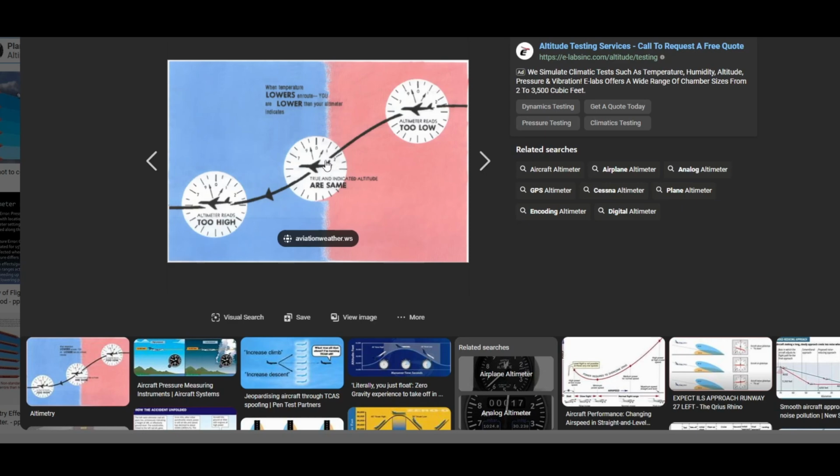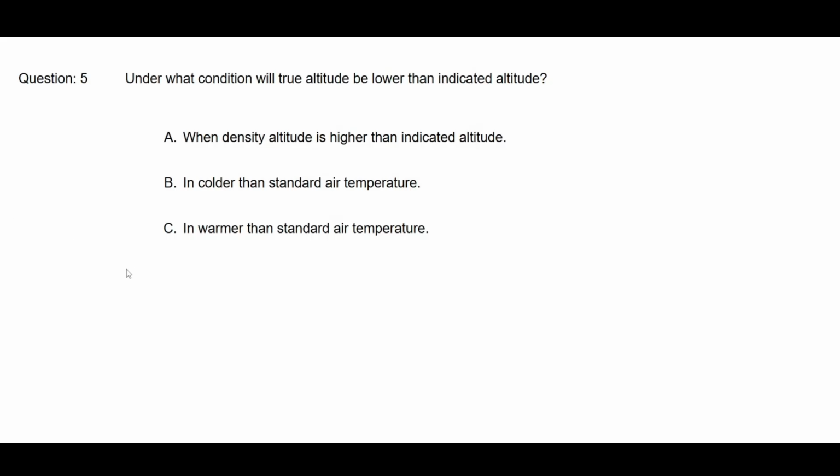Under what condition will true altitude be lower than indicated altitude? So our true altitude is right here, and we're being indicated a lower altitude. So our altimeter is reading a lower altitude than our true altitude, which occurs in cold temperature.